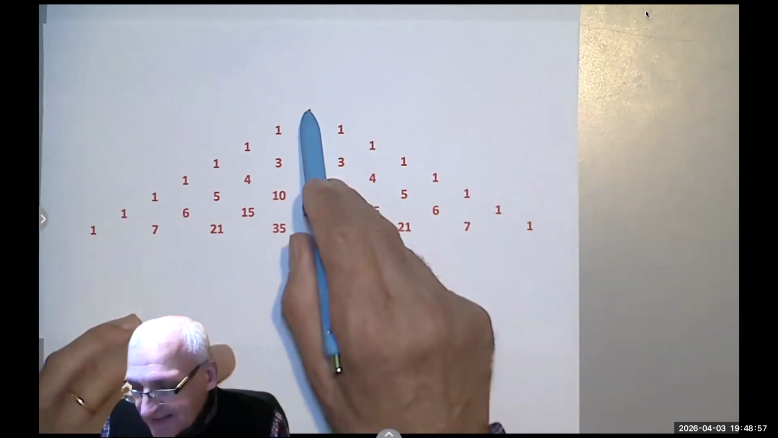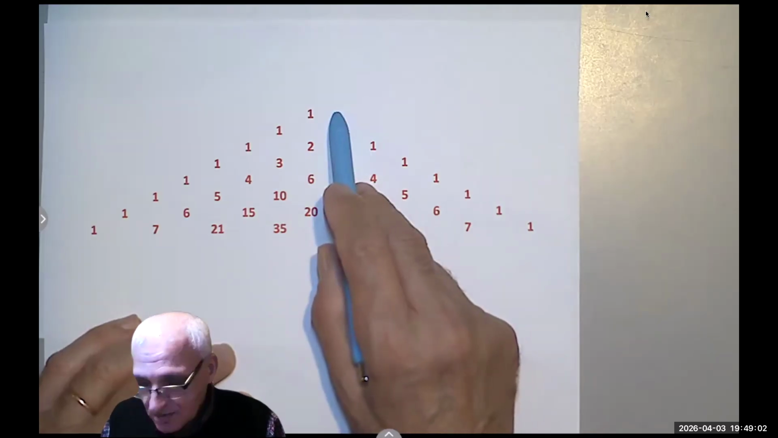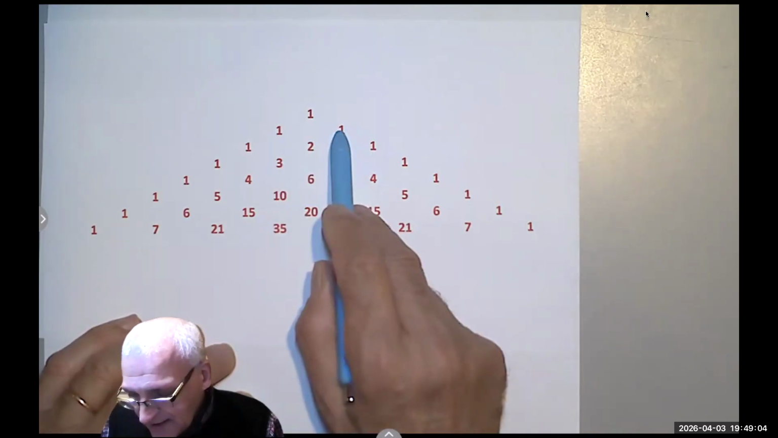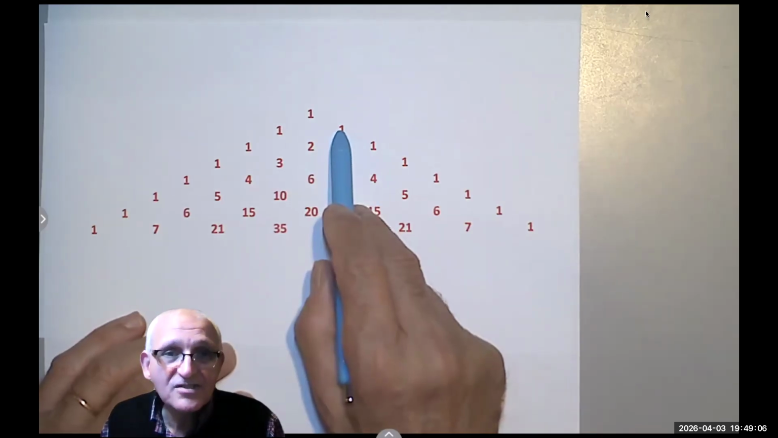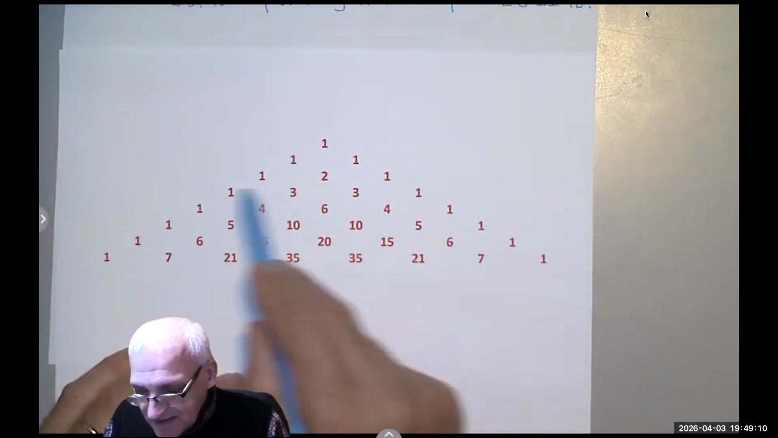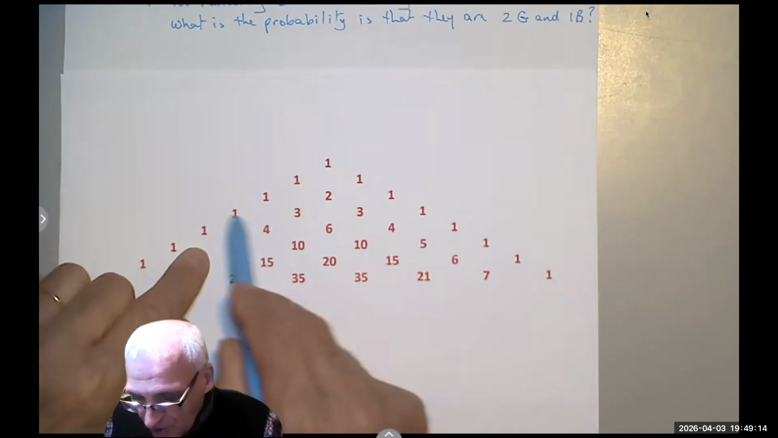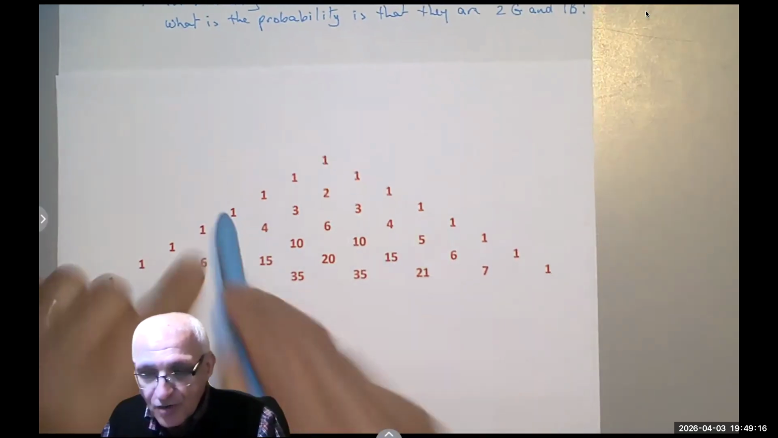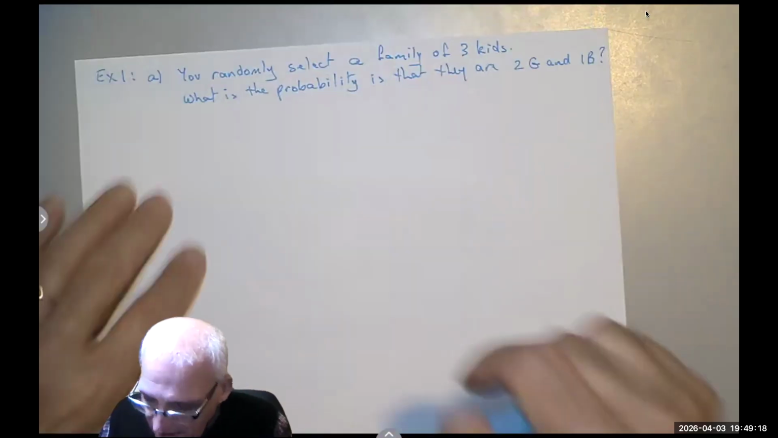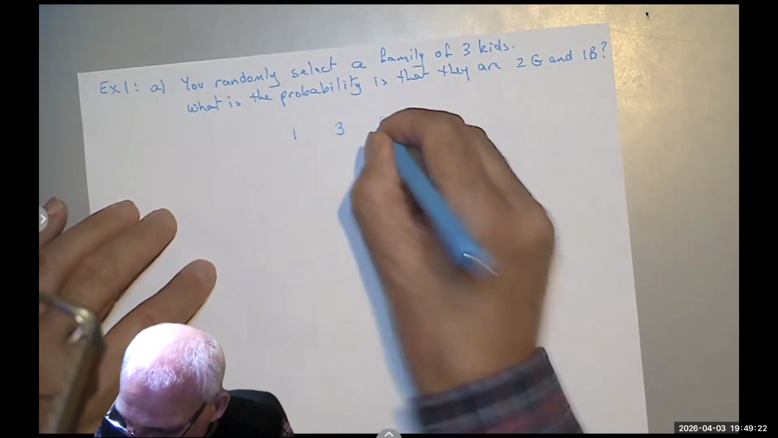We look at the second number. This one doesn't have a second number, so we call it the zeros row. This one has 1 as the second number, so we call it the ones row. Here you get 2, it's the twos row. Here is a 3. Oh, family of 3 kids. So I'm going to use this row. And the row is 1, 3, 3, 1.